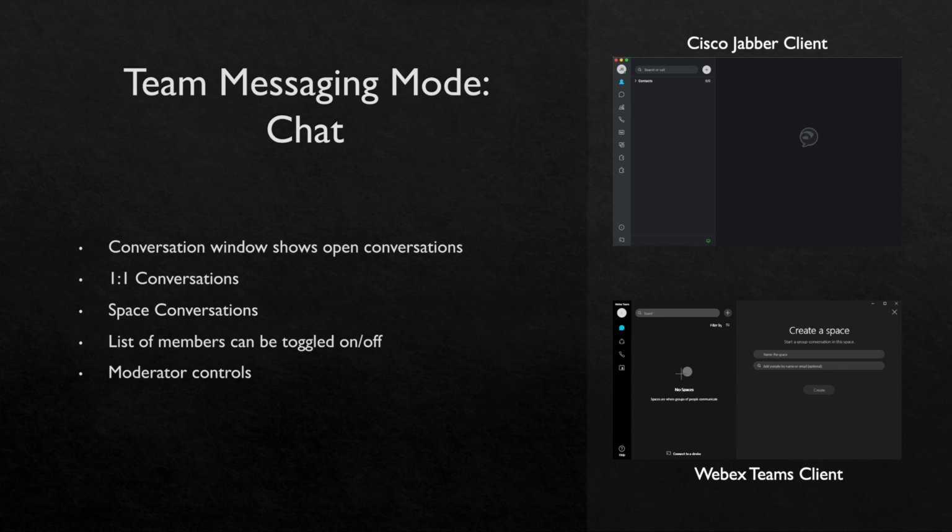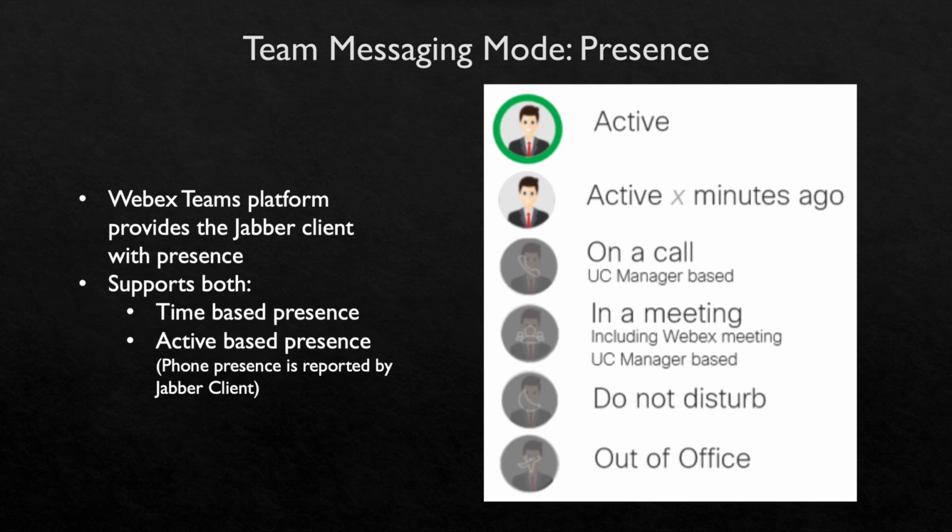Teams messaging through Jabber supports one-on-one chat messaging, group chat messaging through Spaces, member lists, moderator controls for meetings, and participant lists. But this example right here just shows you the difference between these two clients. You can see that now the Jabber client and the Webex Teams client have a very similar look. Really, the only difference between them has to do with the menus in the left column, what menu options are available to each one of these clients. That's really the only difference. Functionality-wise, they are the same.